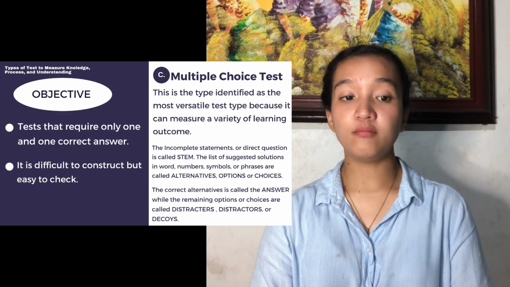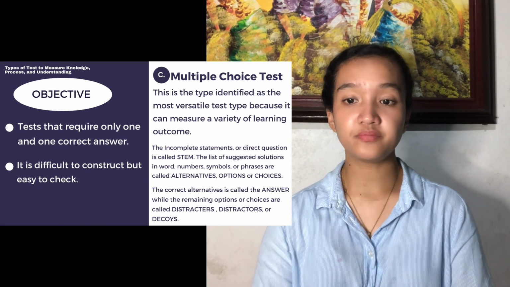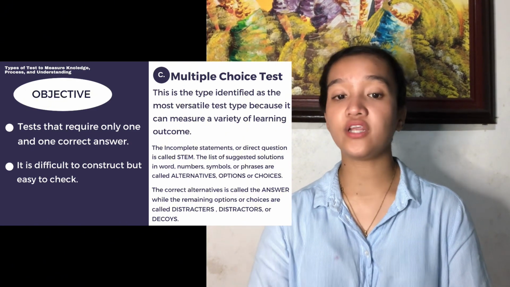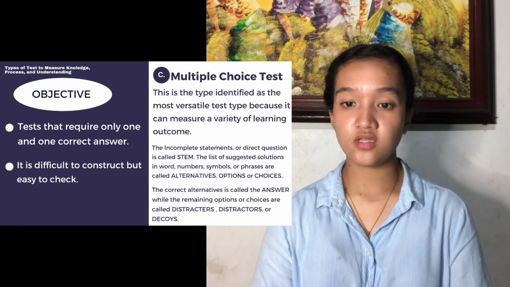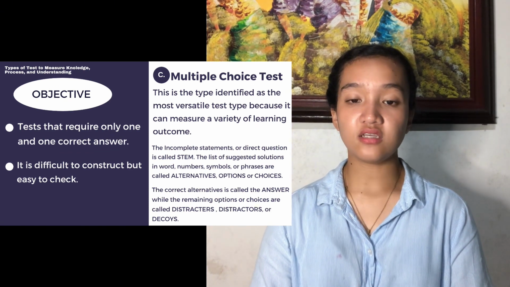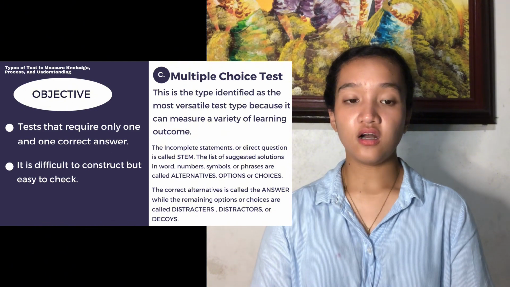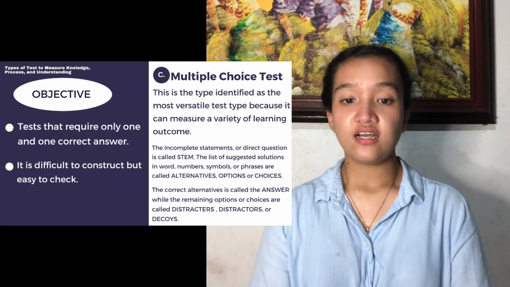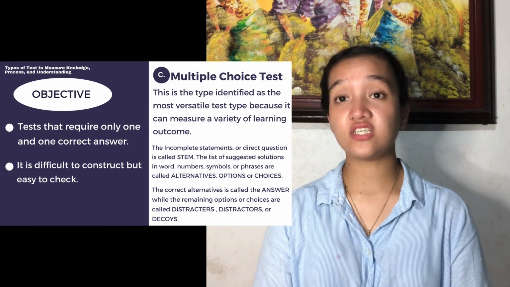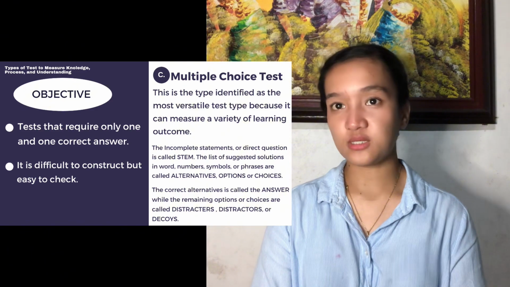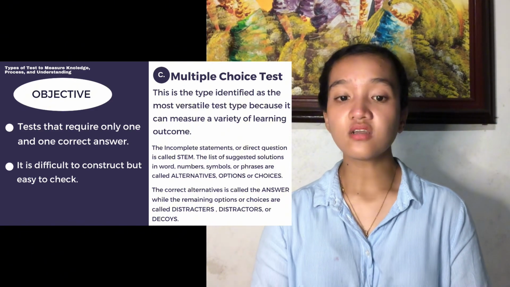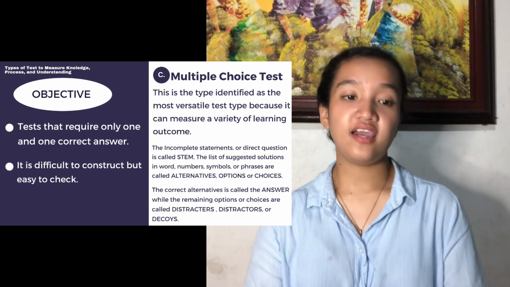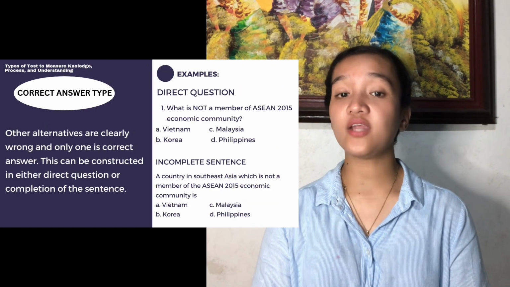While in multiple choice test, this is the type identified as the most versatile test type because it can measure a variety of learning outcomes. Diri sa multiple choice test, the correct alternative is called the answer, and the rest they are just distractors sa imuha. So, all you have to do is to choose only what is the correct answer. And here, other alternatives are clearly wrong and only one is the correct answer.